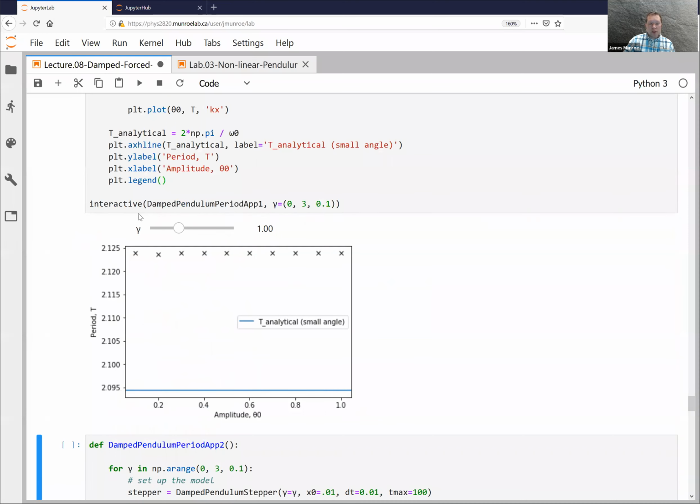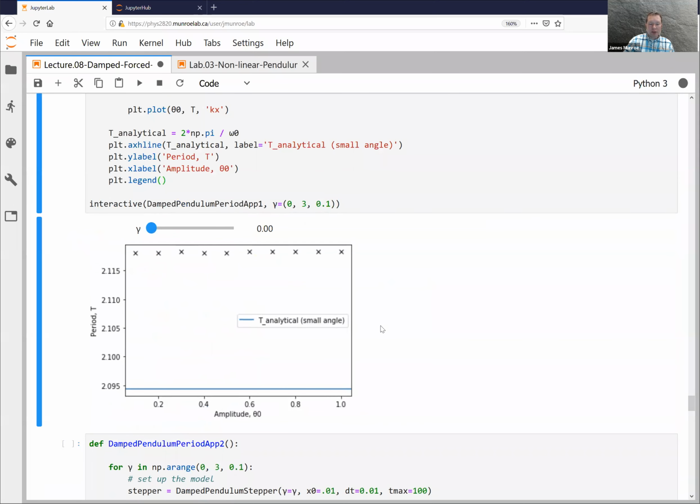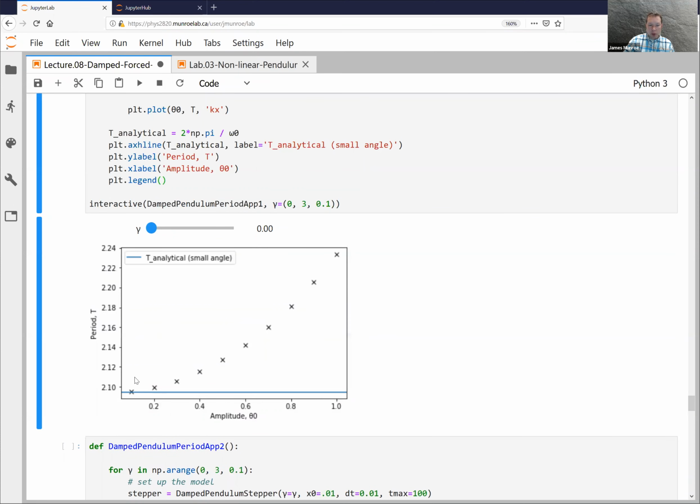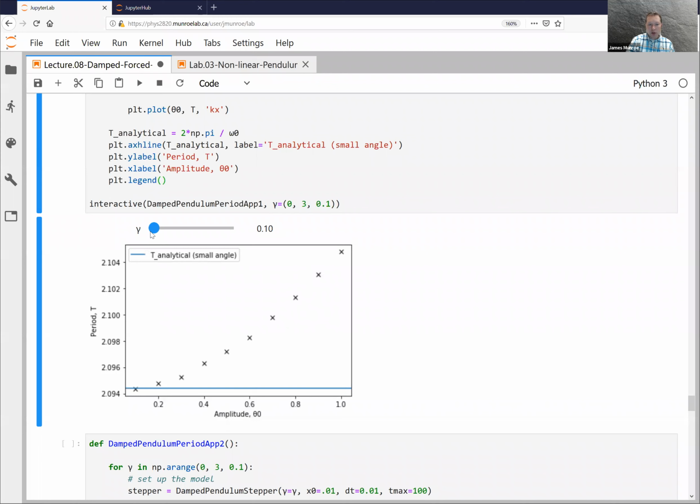So here's the period of the system. This blue line is what it would be for an undamped, nonlinear PDE. If I bring the damping all the way down to 0, I get the graph that we had before, which increases all the way through. If I add some damping into the model, I want you to see that for small values of damping, it doesn't change too much. But for moderate values of damping, it appears that the period, even for small amplitudes, actually starts to go up.